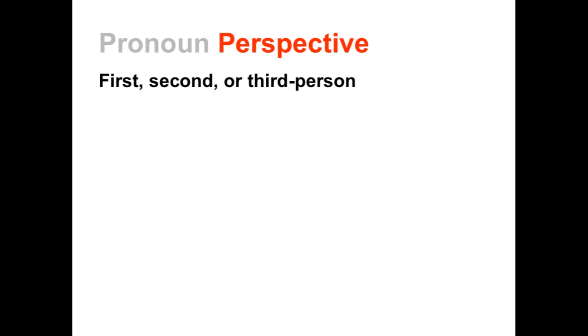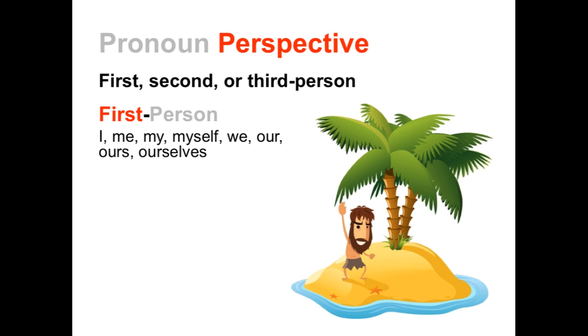Pronouns can be either first, second, or third person. Here are the first person pronouns. I, me, my, myself, we, our, ours, ourselves. One thing that helps me remember first person pronouns is by imagining one person on a desert island. If that one person were on a desert island, he or she would be communicating to his or herself like this. I'm going to get a coconut. I'm by myself on this island. I am very bored. When we have one person, we use the pronoun I, and I is a first person pronoun.